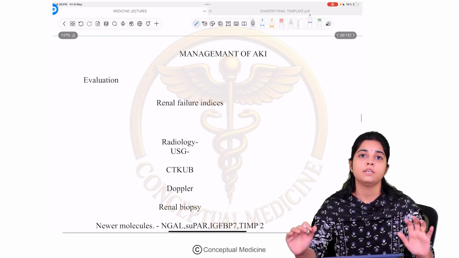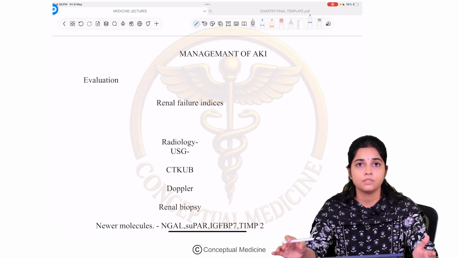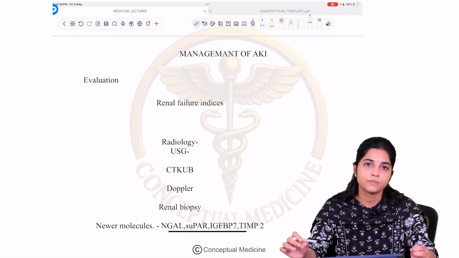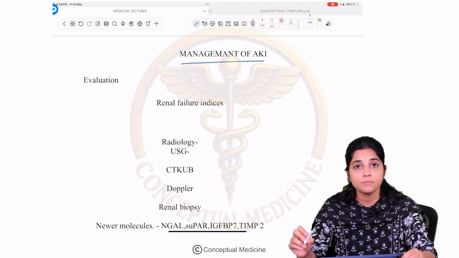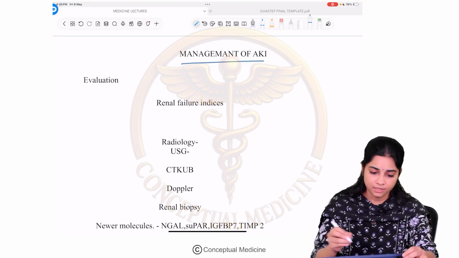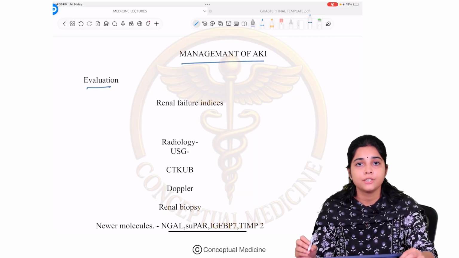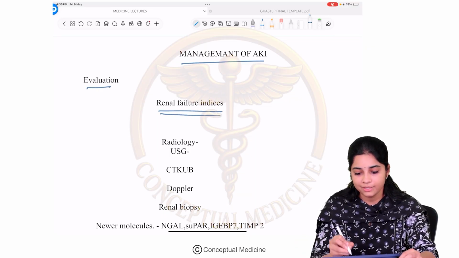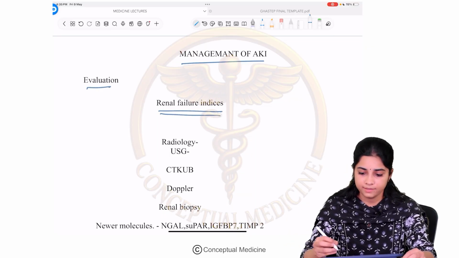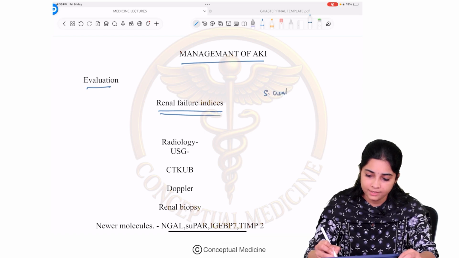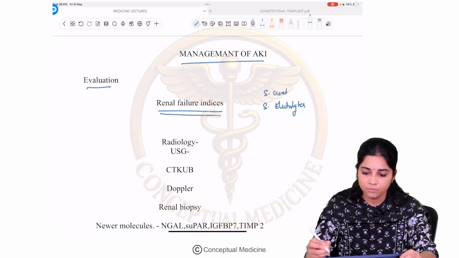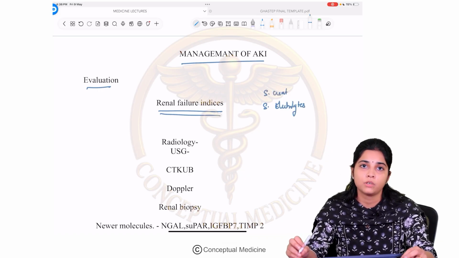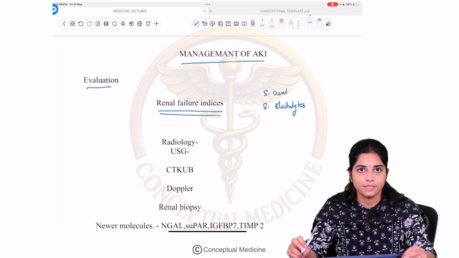Okay. So till now we have understood about the various etiologies of AKI. Now let us move forward to the management of acute kidney injury. So management includes evaluation as well as treatment. So in the evaluation, you definitely have to do your renal failure indices. You have to monitor your creatinine every day. You have to monitor your serum electrolytes every day.